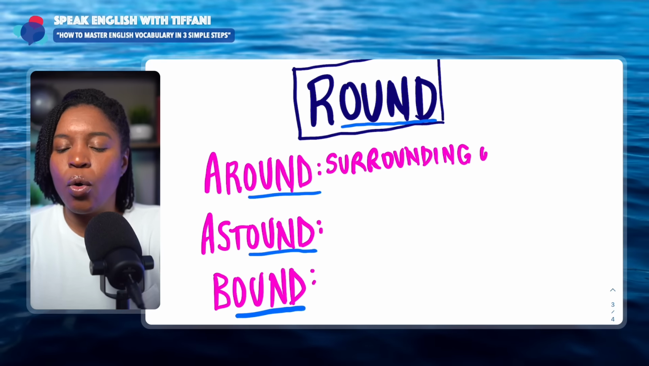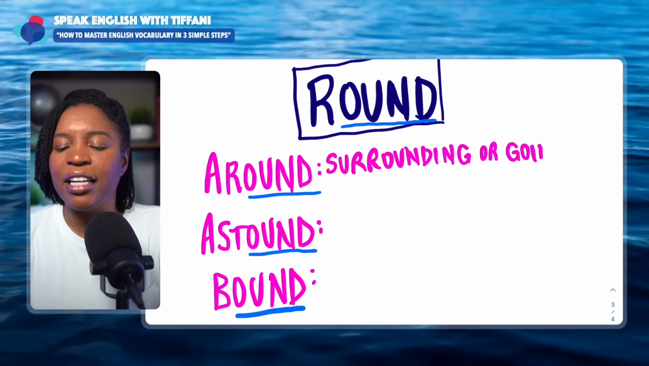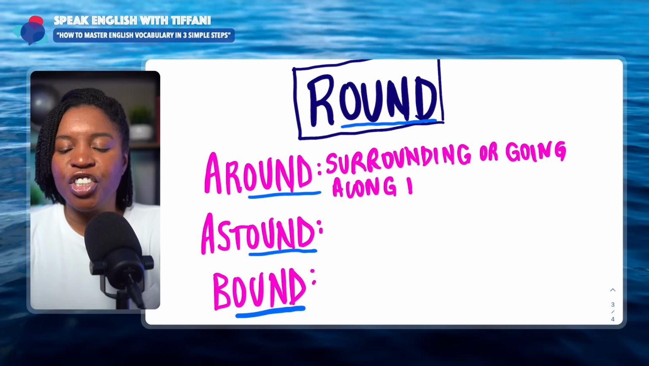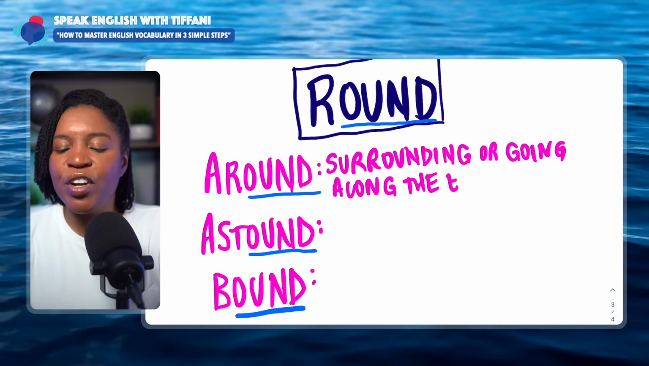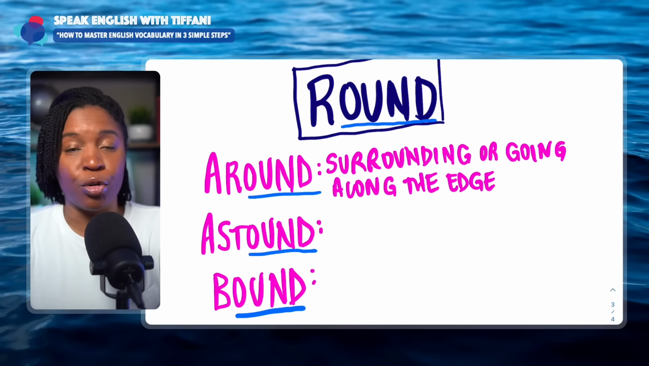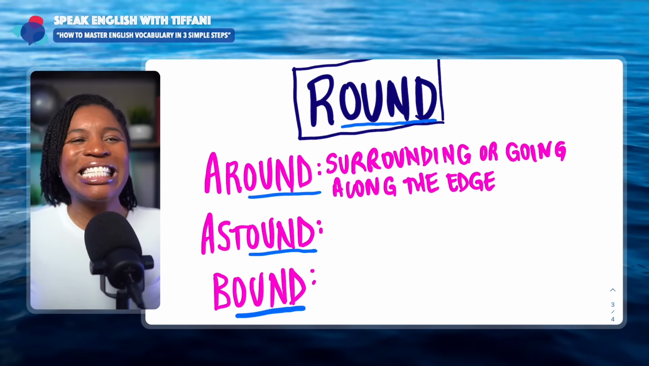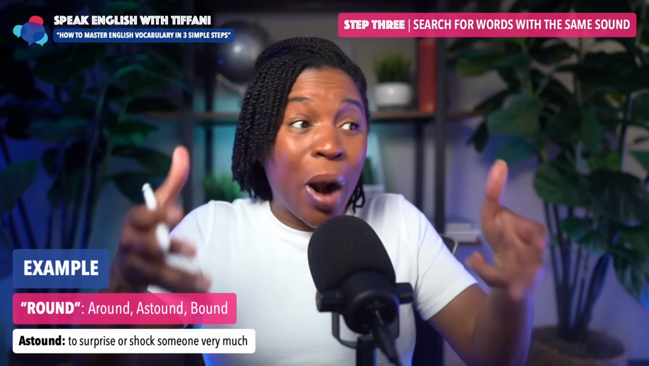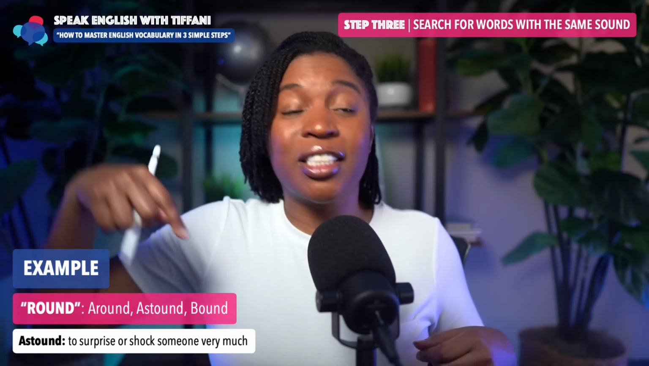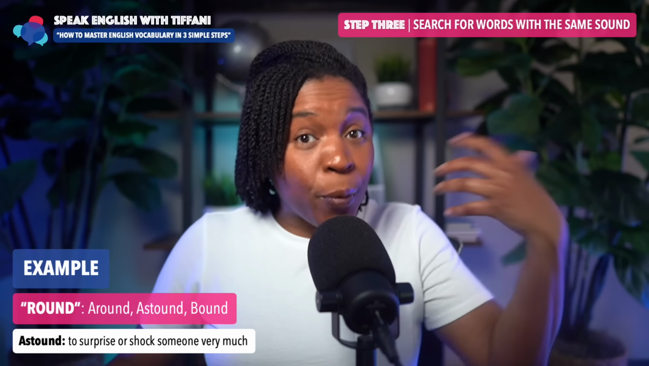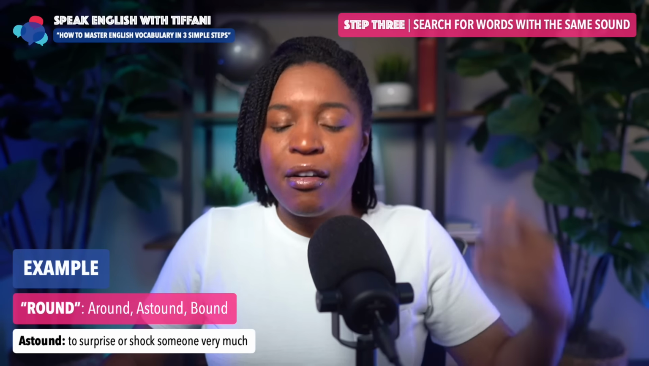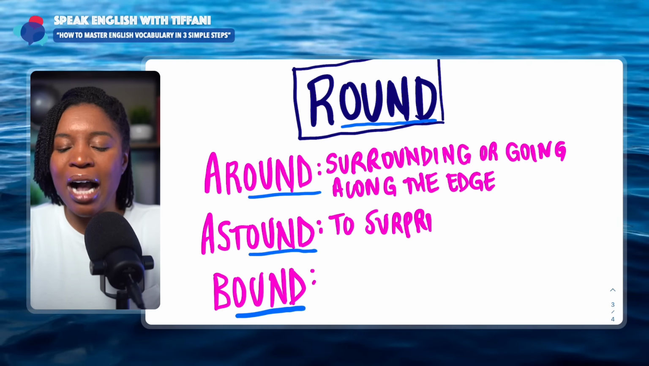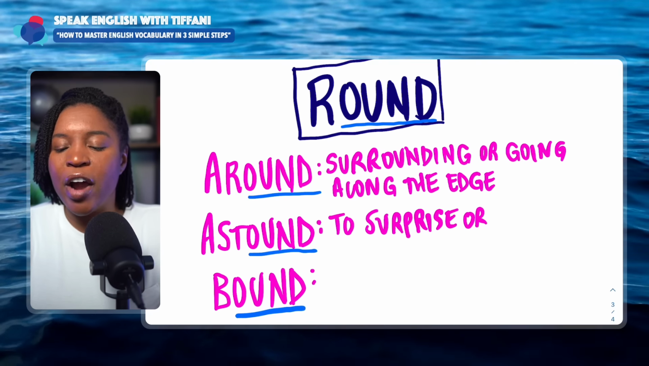So let's write the definition: surrounding or going along the edge, all right? Again, we're writing the definition of each word, right? Okay, what about astound? What does astound mean? Astound means to surprise or shock someone very much. Here we go. To surprise or shock someone very much.